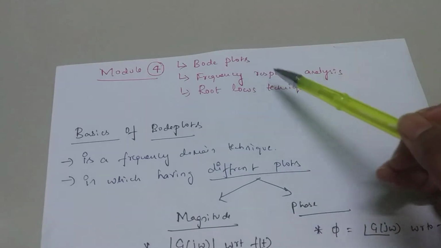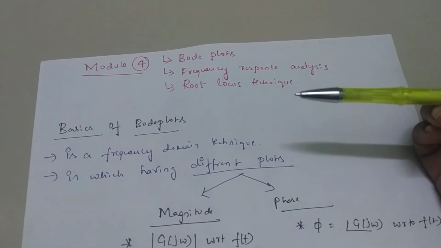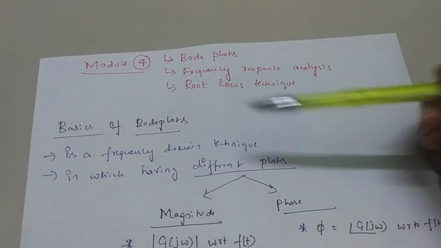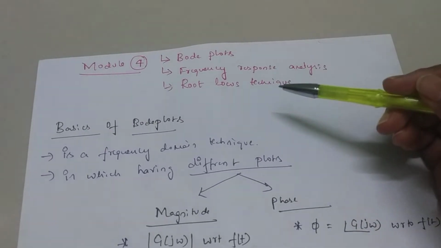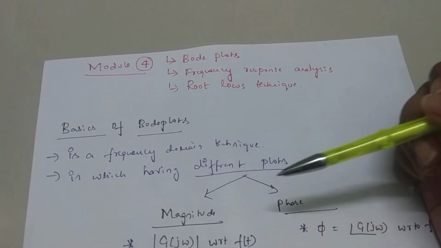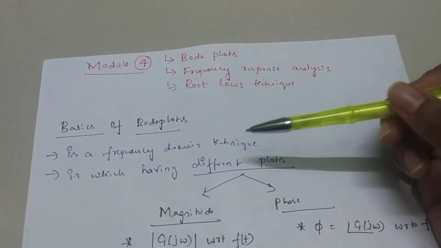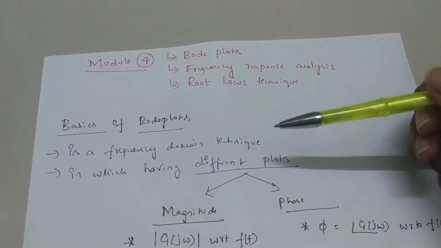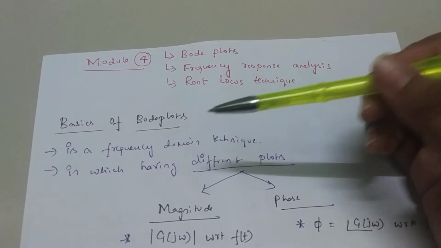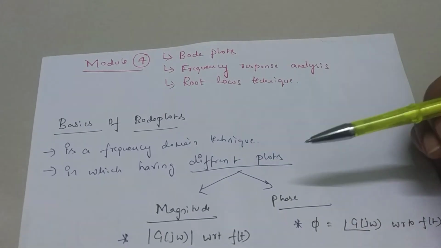So what is meant by Bode plot here? See, Bode plot is nothing but a frequency domain technique. The Bode plot explains, with respect to frequency, how much gain is getting changed by change in amplitude and change in phase. So we are going to explain with frequency how much gain is getting changed by change in amplitude and change in phase here.